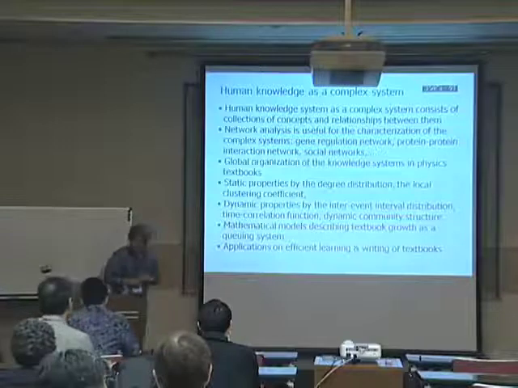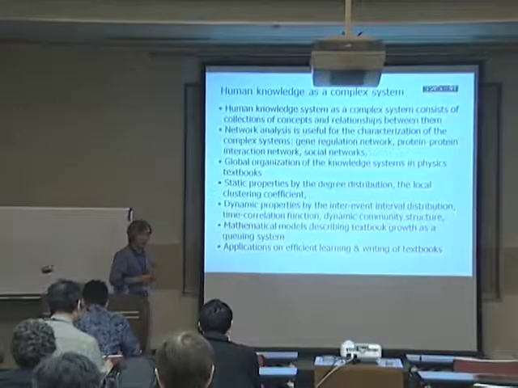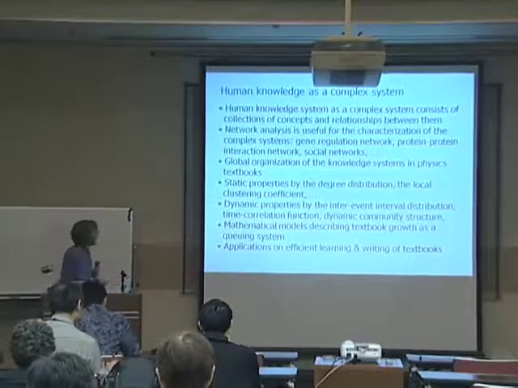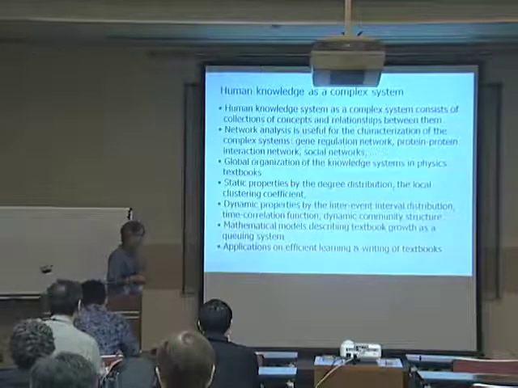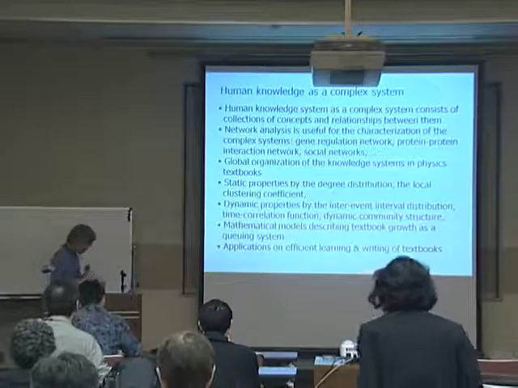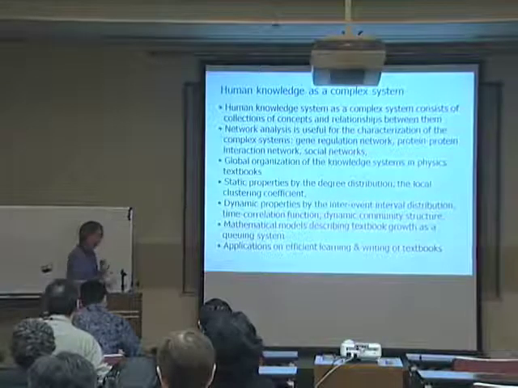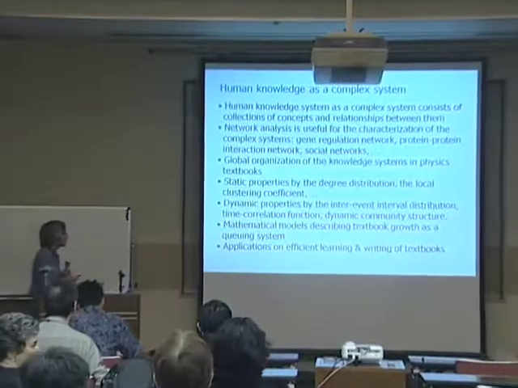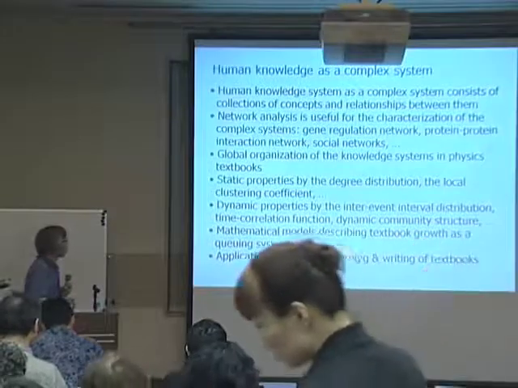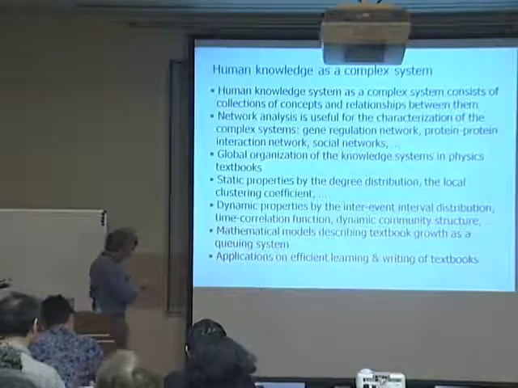The human knowledge system is a kind of complex system with many concepts and relations between them. Recently, network analysis has been quite useful for the analysis of complex systems, for example, gene relation networks, protein interaction, the World Wide Web, or social networks. So I will provide a network analysis for understanding the global organization of knowledge systems, specifically in physics textbooks.